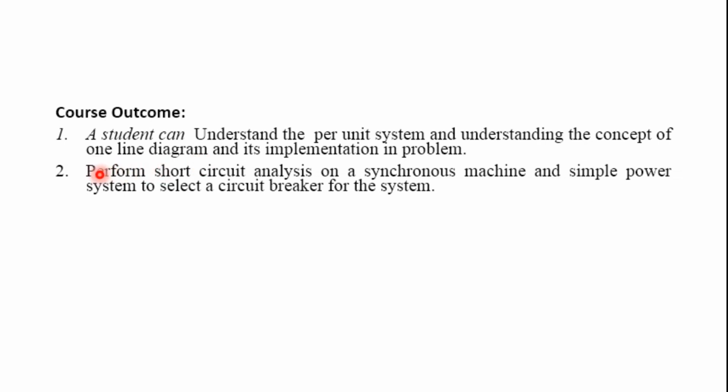The second outcome is to perform short circuit analysis on a synchronous machine and a simple power system, to select a circuit breaker for the system. We know that there are different types of faults which take place in a system. So we are going to help students understand independently how all the components behave whenever a fault takes place in a system.